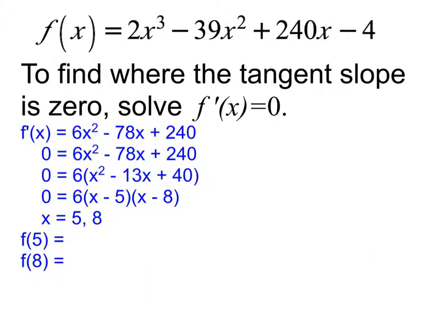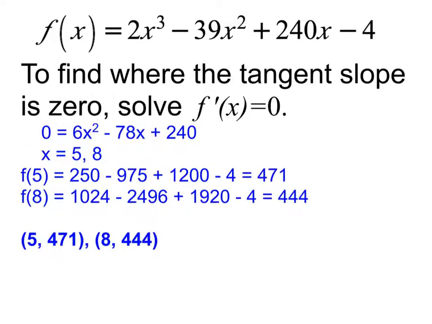When you go to plug them in, pay attention to your order of operations when you plug the 5 in and the 8 in. If you've done your order of operations correctly, this is what you get for each of the terms. And then you go ahead and do the addition and subtraction. So we get these as our two values. f of 5 equals 471. Therefore, we have the point (5, 471). f of 8 equals 444. Hence the point (8, 444). And then we're done. That's what this problem asked for. We gave the coordinates.